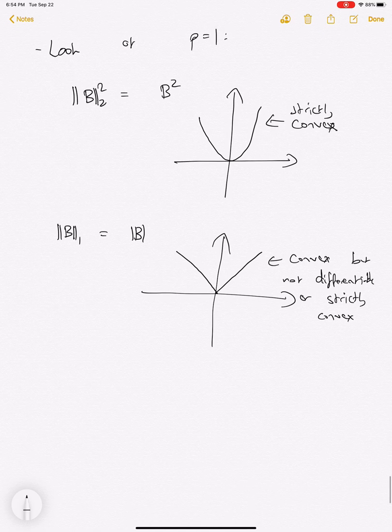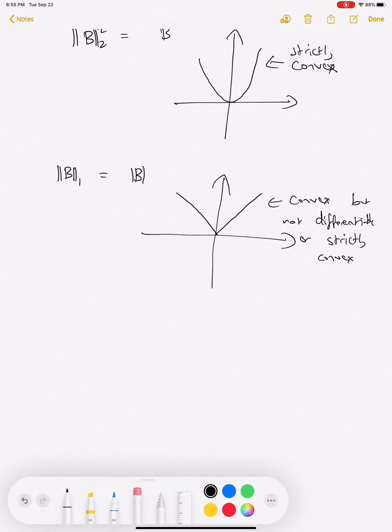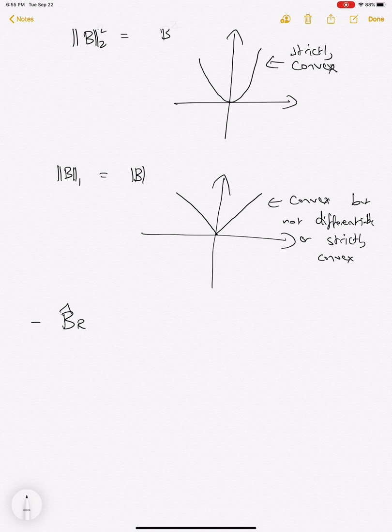Okay. I'll talk about that in a bit more detail. The L1 norm is a little bit more complicated to deal with than the squared L2 norm, and we'll talk about how we deal with that in a couple of lectures. But the upshot is that we know that beta hat R is a minimizer of a strictly convex function.